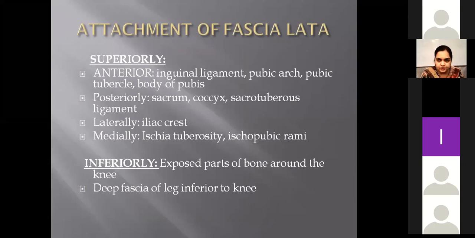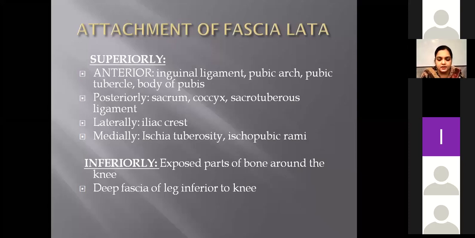And what is this fascia lata? The definition of the fascia lata is the deep fascia of the thigh. Now, superiorly this fascia lata is attached. You have to learn which sources it is attached to superiorly, and inferiorly where it blends and how it exits. Superiorly it is attached to the inguinal ligament.